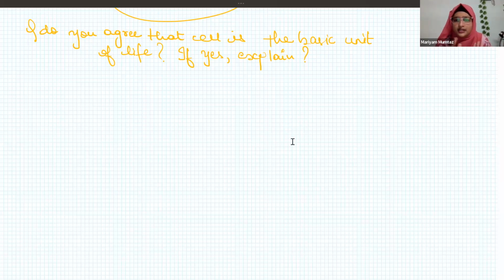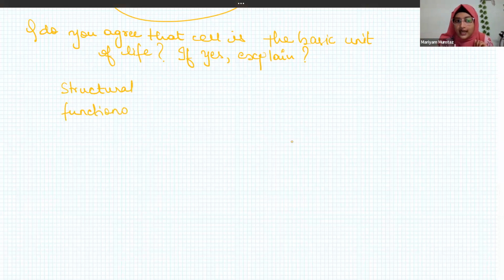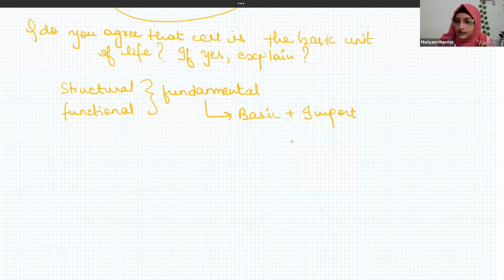The answer to this question does not have to be very long. It can be in a few lines also. It just says, do you agree? Yes, I agree. Now, why? Because a cell performs the structural function, right? It is structural also, it is functional also, and combining them, it is fundamental. Now, what is the meaning of fundamental? Tell me, Rima. Basic and important. Yes, basic plus important. Is it clear to you now?